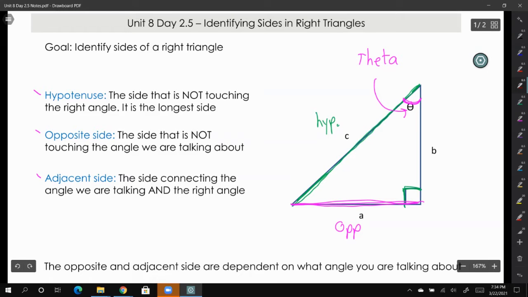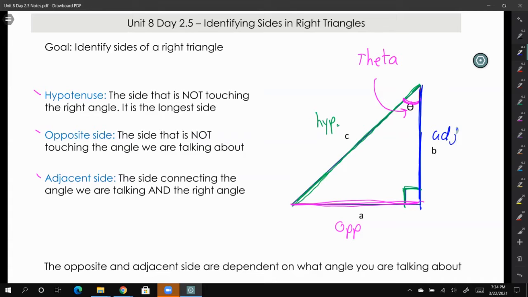Then the last one is the adjacent side, the side connecting the angle we are talking about and the right angle. So again, that pink angle where theta is, we're talking about that angle, and the right angle I have outlined in green. So the side that connects those two is side B. So we would call that the adjacent and abbreviate that. Now, another way of thinking about adjacent is if you know what the hypotenuse is and you know what side is the opposite, well, the only one left is the adjacent side.